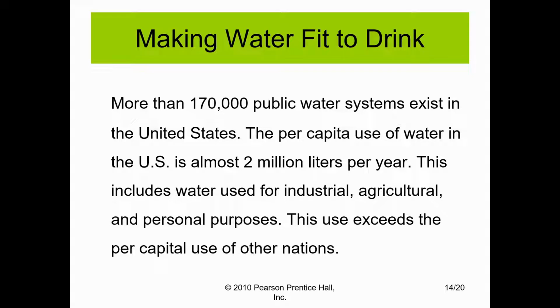So how much water does a single person use per year? Well, the number might astonish you because a lot of the water is used in hidden costs. We have more than 170,000 public water systems in the United States, and the amount of water per person that is used is almost 2 million liters. The major source of this 2 million liters per year is industrial and agricultural purposes. Personal purposes is a much smaller amount. Per capita, the United States has the highest use of water.